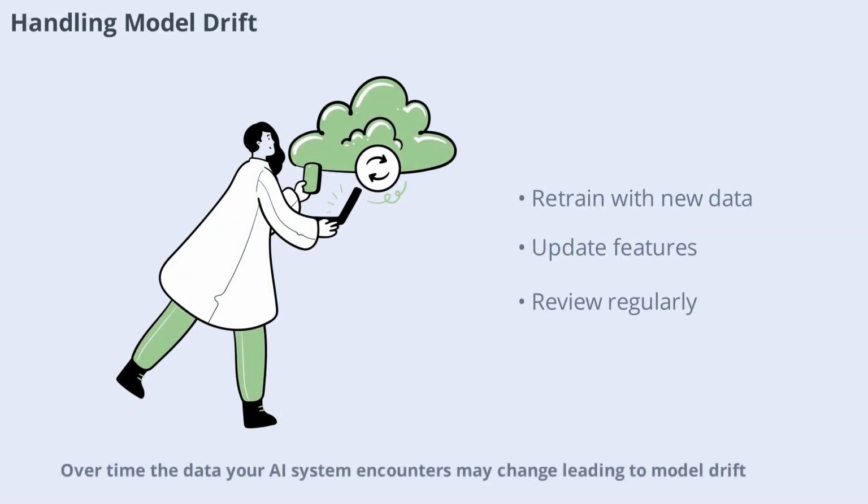Over time, the data your AI system encounters may change, leading to model drift. This can reduce accuracy and effectiveness. Regularly retrain your model with new data and update features as needed. Establish a schedule for reviewing performance and retraining to ensure your narrow AI system stays relevant and accurate.